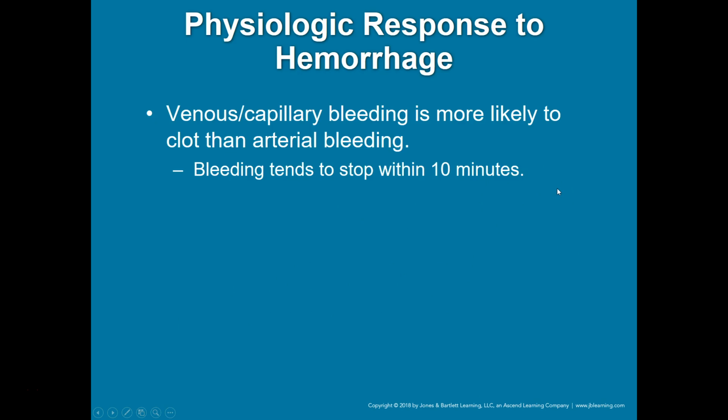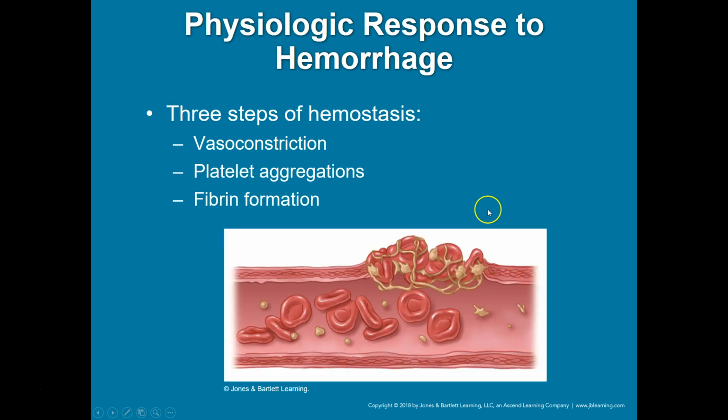Venous and capillary bleeding is more likely to clot than arterial bleeding. Bleeding tends to stop within 10 minutes. That's also dependent upon health factors of the patient, whether they're on blood thinners. Someone who has a blown IV, or someone who has pulled an IV out, and is a patient on blood thinners, might not stop bleeding for 30 minutes. But it is more likely to clot than an arterial bleed.